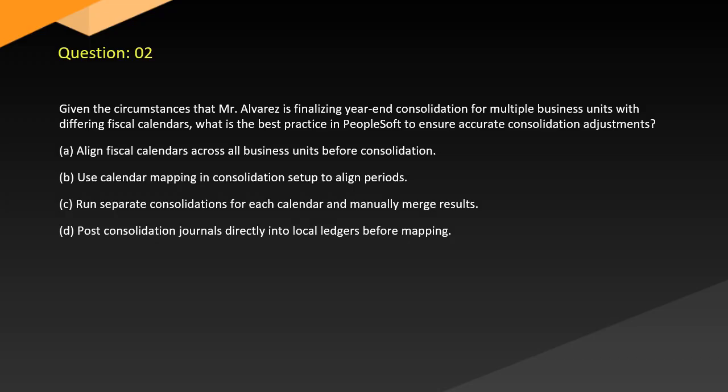Question 2. Given the circumstances that Mr. Alvarez is finalizing year-end consolidation for multiple business units with differing fiscal calendars, what is the best practice in PeopleSoft to ensure accurate consolidation adjustments? A. Align fiscal calendars across all business units before consolidation. B. Use calendar mapping in consolidation setup to align periods. C. Run separate consolidations for each calendar and manually merge results. D. Post consolidation journals directly into local ledgers before mapping.